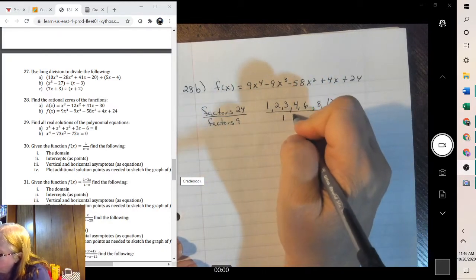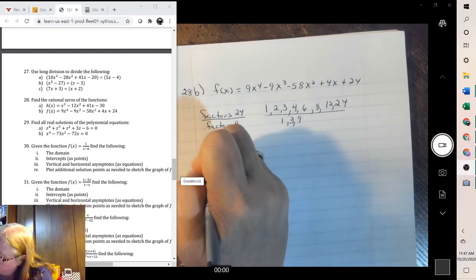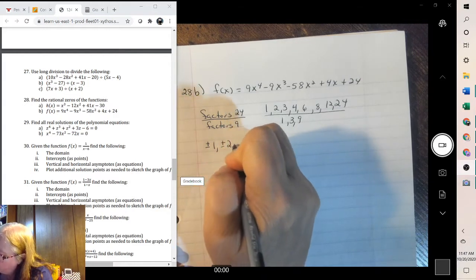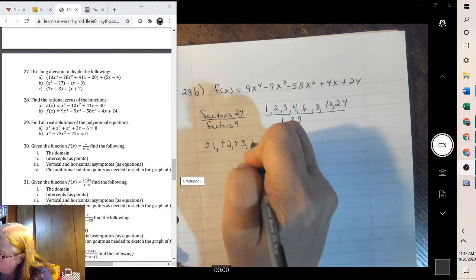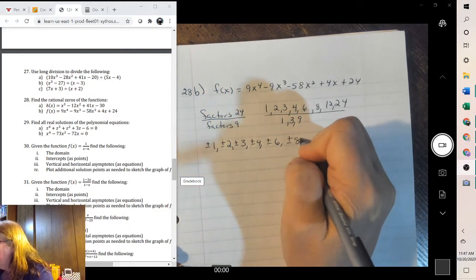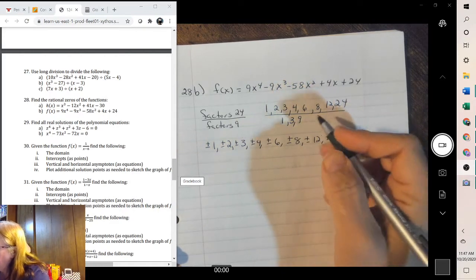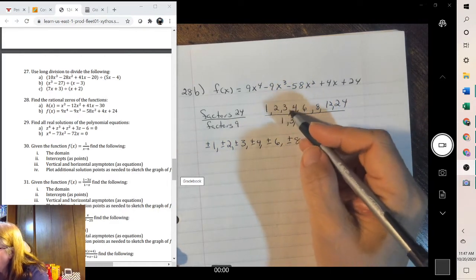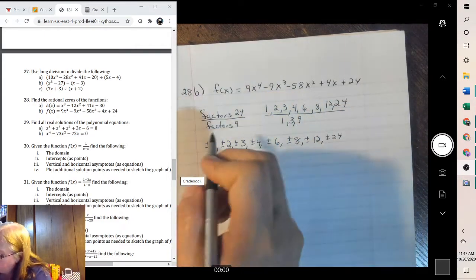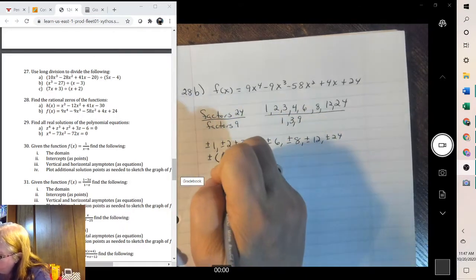9 is 1, 3, and 9. So the possible ones are plus or minus, dividing them all by 1, plus or minus 1, 2, 3, 4, 8, 12, and 24. Then we divide them by 3. Now if they reduce, then it's probably one of the ones above. Like we'd have 1/3, 2/3. I'm just going to write the numbers plus or minus all of them.